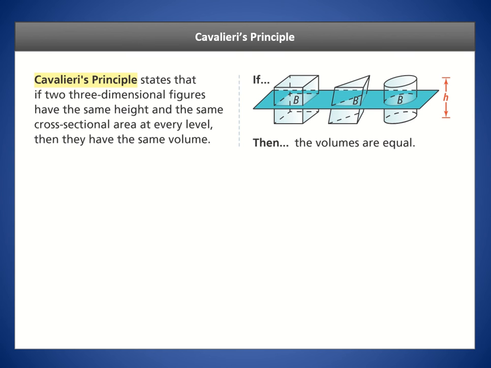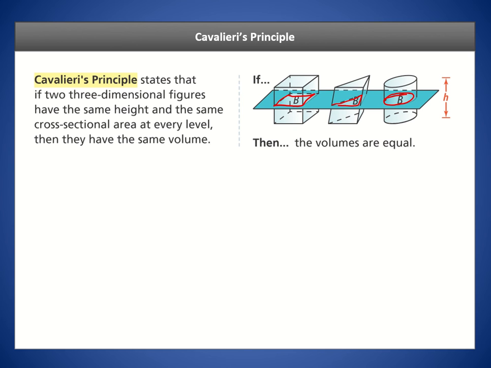So as you can see in this image, you have these three shapes, and when you make this horizontal slice, you look at the cross sections from those slices. So you have here a square for this rectangular prism. You have a triangle for this triangular prism, and you have a circle for this cylinder.